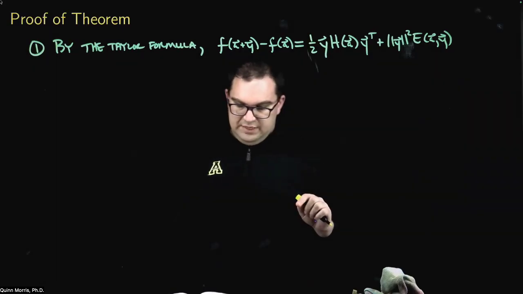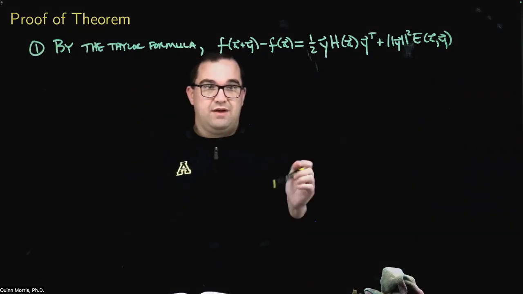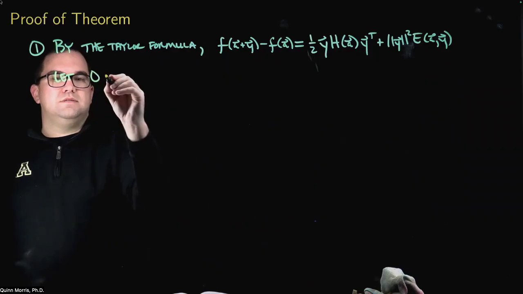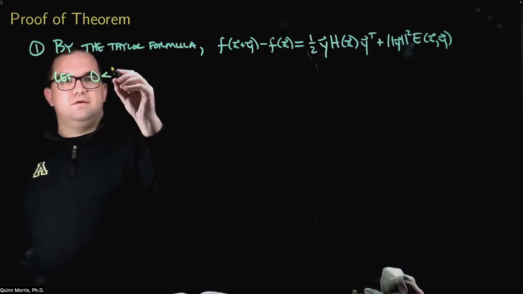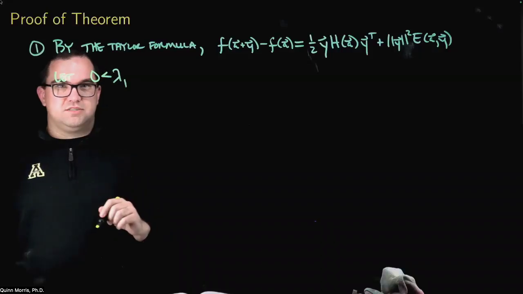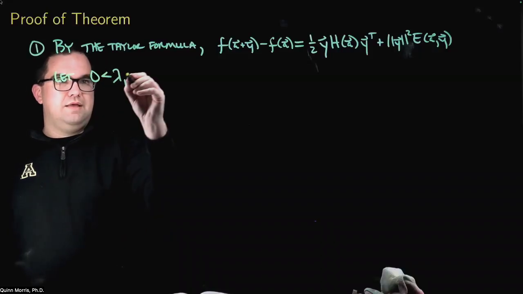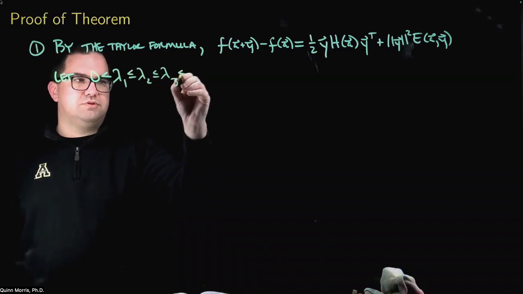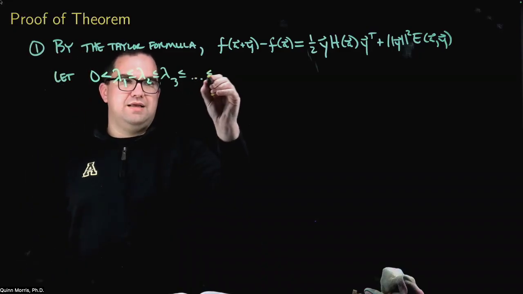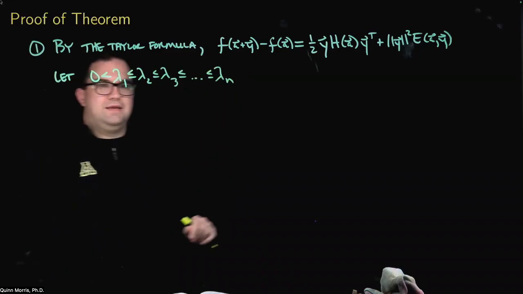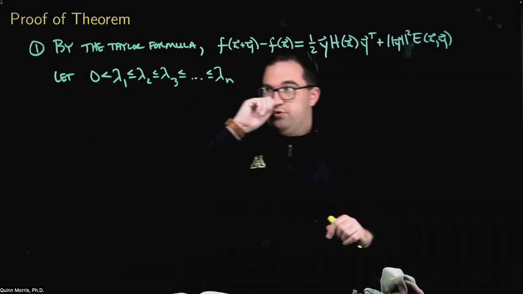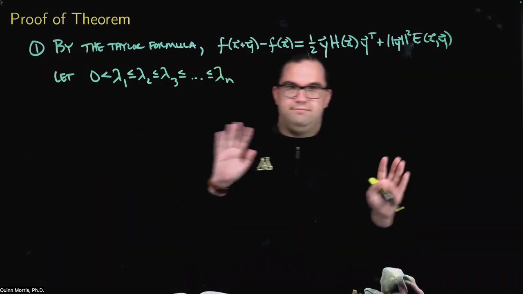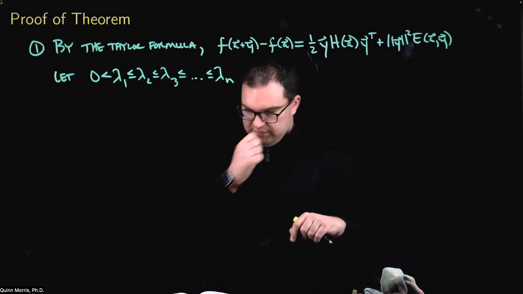The first thing I want to do is give names to the eigenvalues. My assumption is all the eigenvalues are positive, so all of them are greater than 0. I'm going to let lambda 1 be the smallest one. It's positive. And then I'll order the rest of them. Now, there could be repeated ones, there could be all sorts of things, so I'm just going to write less than or equal to for the rest of these. But the idea is these are in non-decreasing order, and they're all positive. I really just need lambda 1 to be the smallest one, but I might as well order the rest of them.